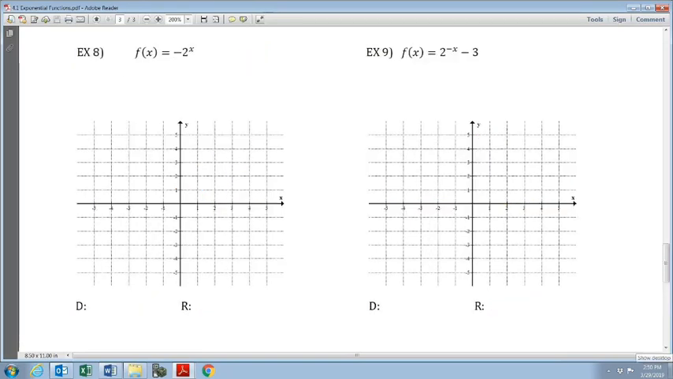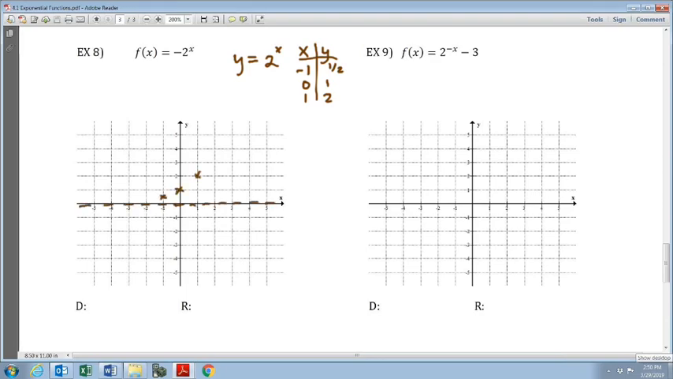Alright, let's look at number 8. So we have a new parent function, y equals 2 to the x. Let me make a table for that. We let x be 0: 2 to the 0 power is 1. 2 to the first power is 2. And of course we know that 2 to the negative 1 is going to be a half. So I'm going to go ahead and put those points on the graph.